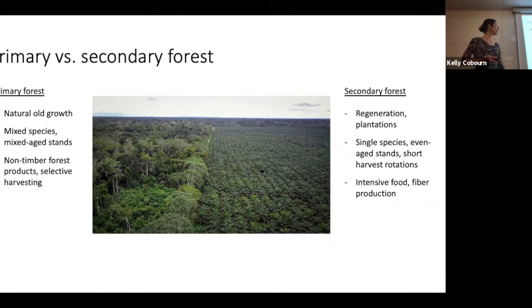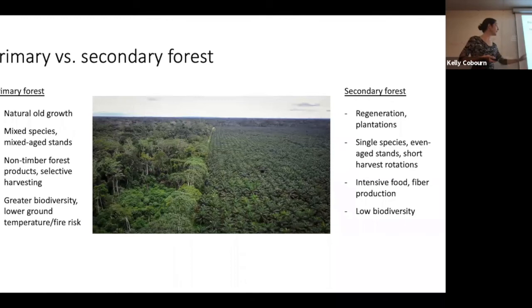Primary forests are an important source of a number of non-timber forest products, as well as opportunities for selective harvesting. Secondary forests, in contrast, provide an opportunity for intensive food and fiber production. So when we think about market goods, secondary forests are quite important from that standpoint. Primary forests, in contrast, are home to greater biodiversity. And recently, the scientific literature has shown that they offer many other ecological benefits, including, for example, lower ground temperature within the forest, which reduces the risk of fire. Secondary forests are home to relatively low biodiversity and higher ground temperatures and fire risk. So from an ecological standpoint, primary forests offer a number of benefits over secondary forests.